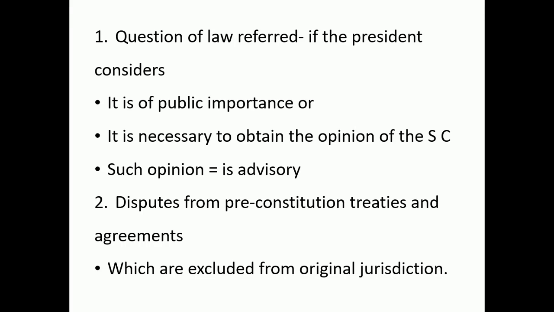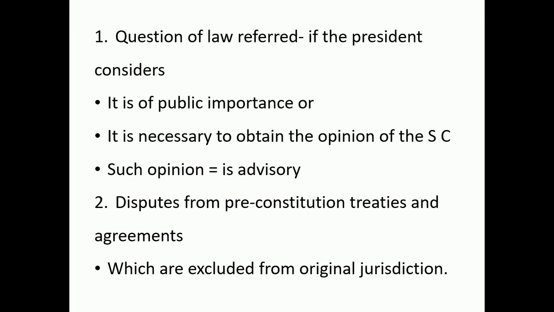And the second one is disputes from pre-constitution treaties and agreements which are excluded from original jurisdiction. So the second type is disputes from pre-constitutional treaties, which means, you might be remembering, our Constitution came into existence in 1950, and before that there were a number of treaties and agreements. So if there are disputes regarding those kinds of issues which are excluded from original jurisdiction, in such cases also the Supreme Court can express its point of view or its advice.